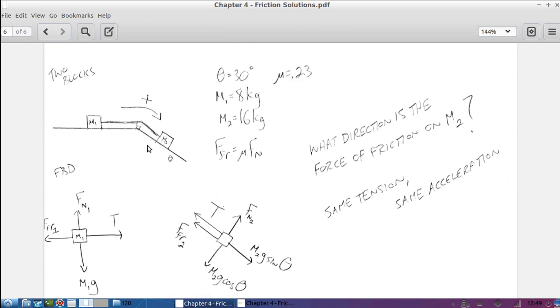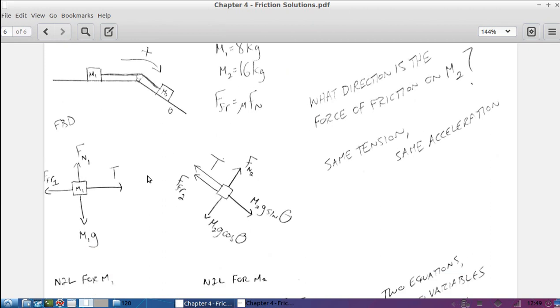So take your picture, draw your system bubble, or draw a circle around both your objects. Now we've got a tension force that's inside my system. It's my M1, M2 system, the tension is inside, that's an internal force, it's not causing the system to accelerate.